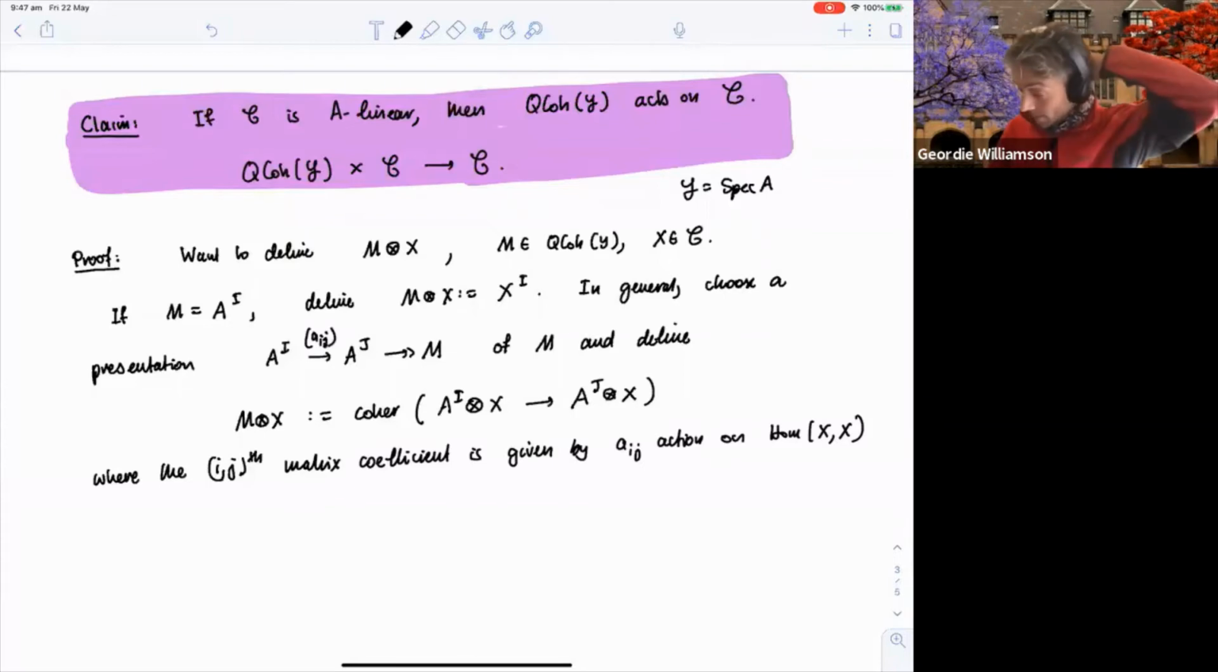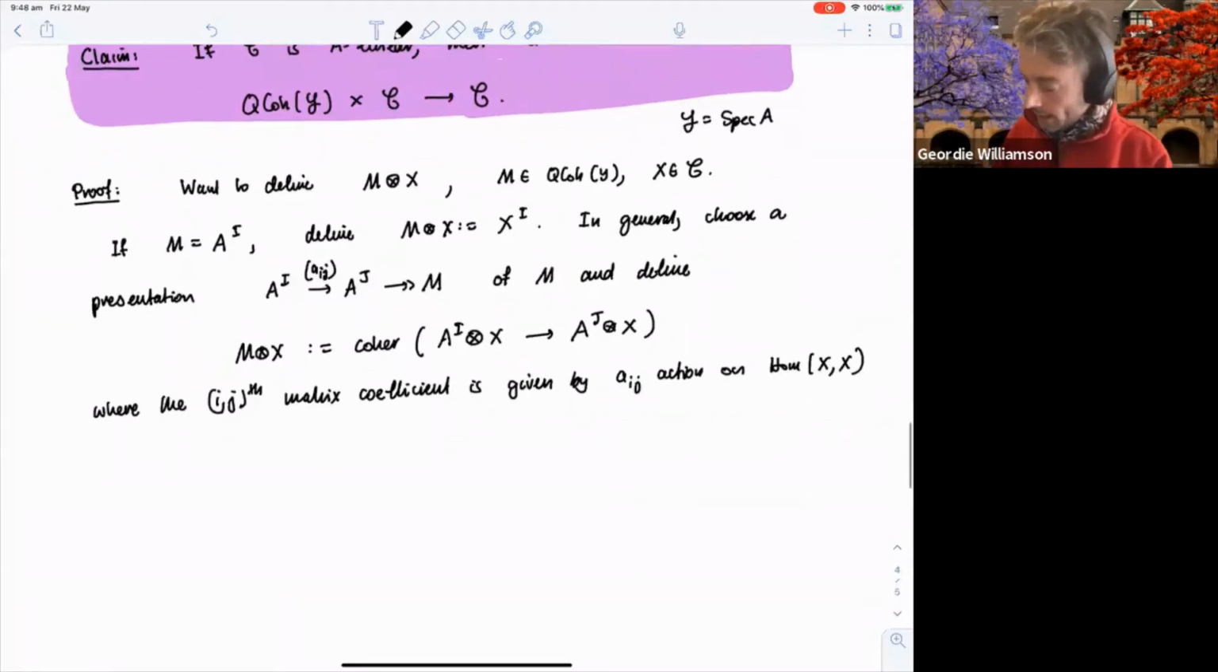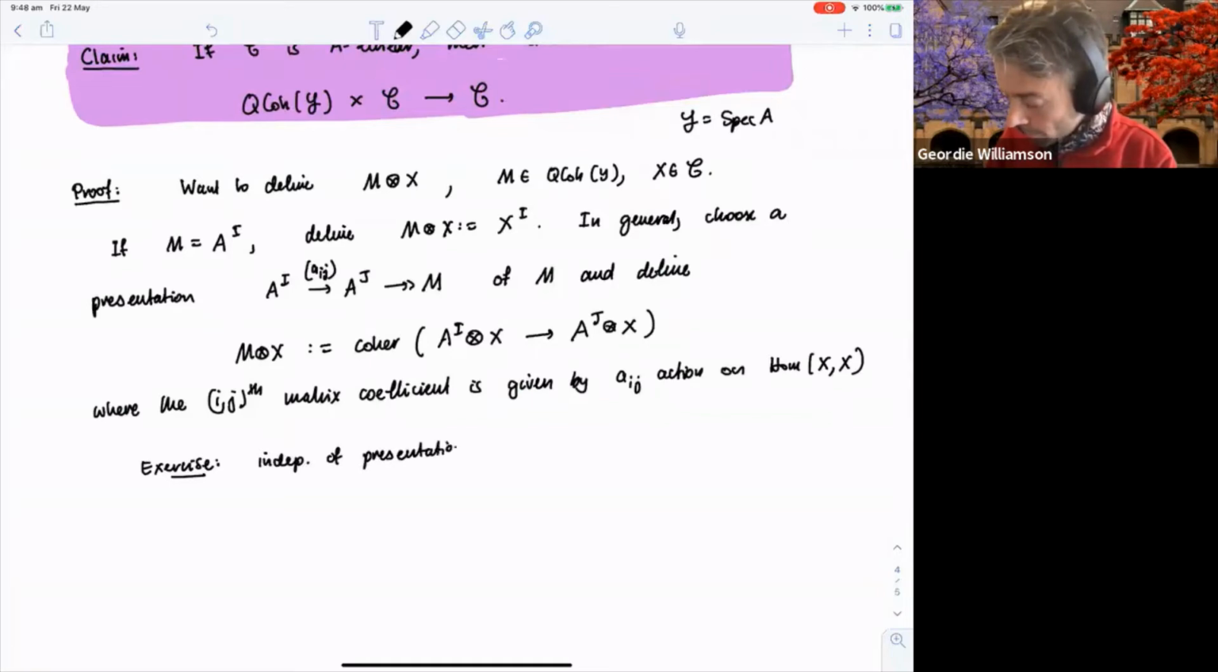So this presentation is given by some matrix of elements of A, and in order to form this co-kernel, I need to multiply by elements of this matrix. But because of my A-linear structure, I'm able to do so. And the exercise is that this is independent of presentation. And this gives us our action.